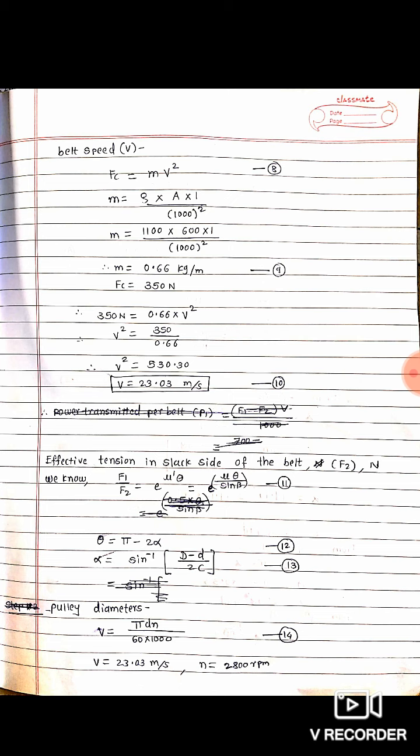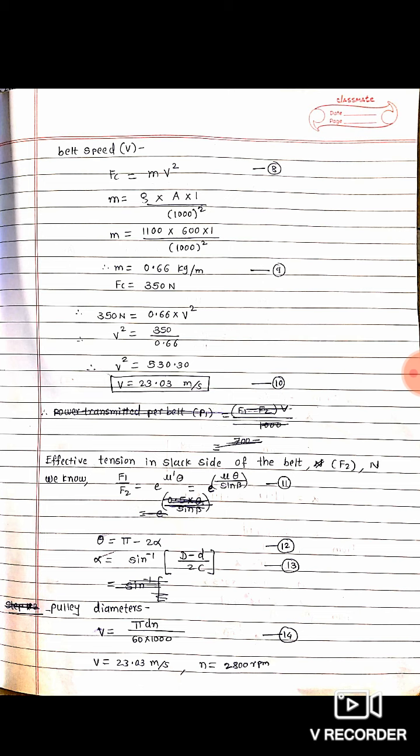So for calculating F1 upon F2, here we want mu, theta and beta values, but in given data we already have the value of coefficient of friction mu and the angle beta. So we want this angle theta. We know one relation, that is theta is equal to pi minus 2 alpha, where alpha is equal to sine inverse of, in bracket, diameter of big size pulley minus diameter of small size pulley divided by 2 into center to center distance c.